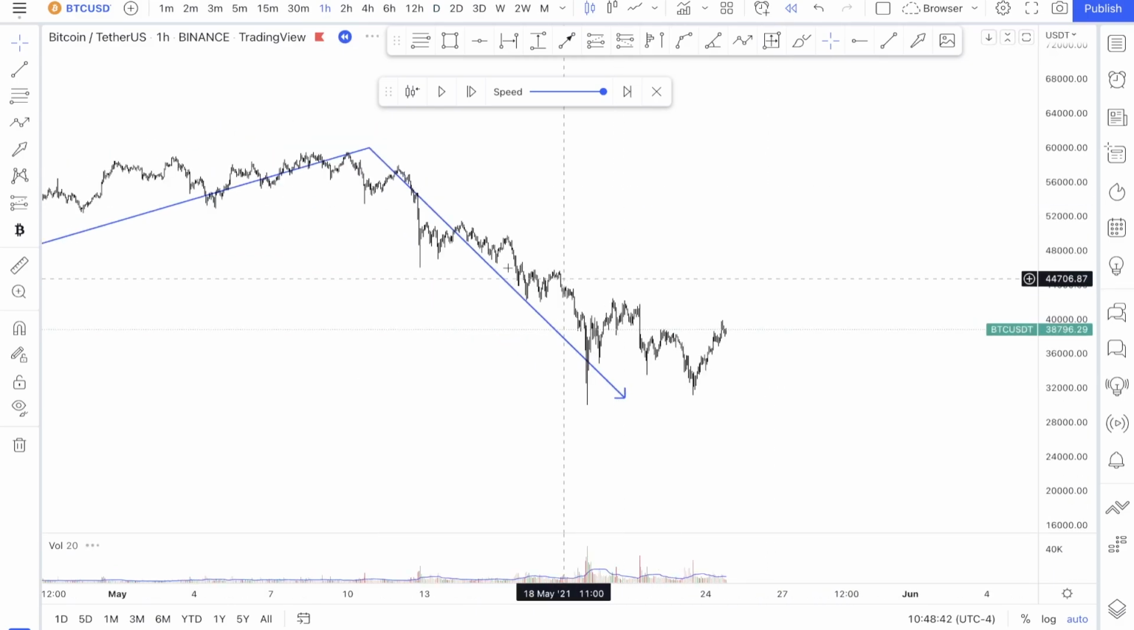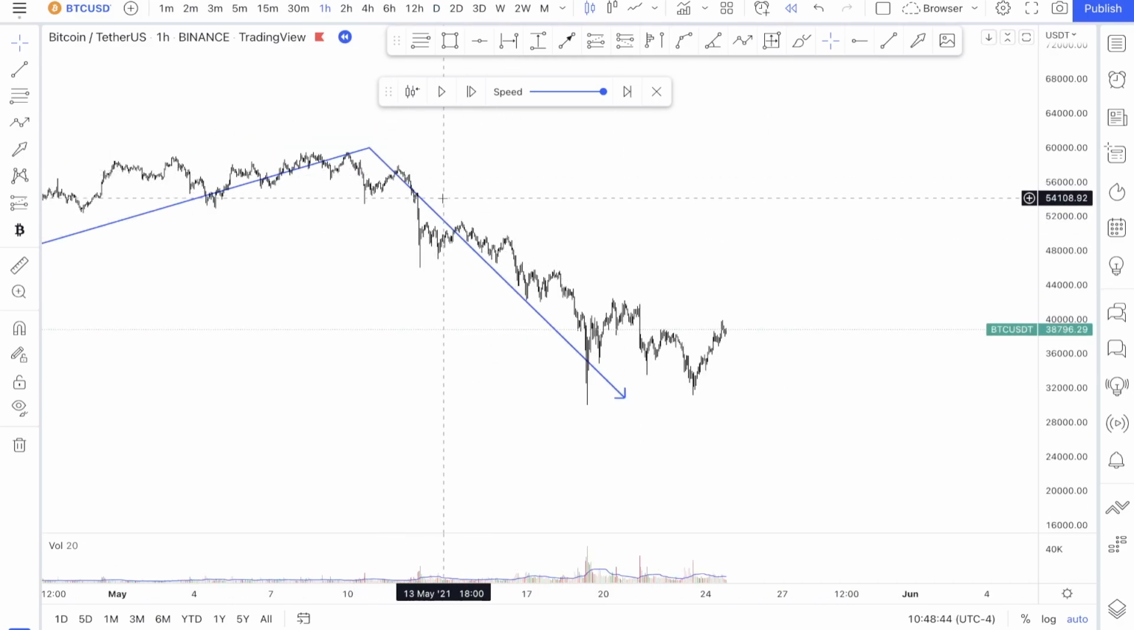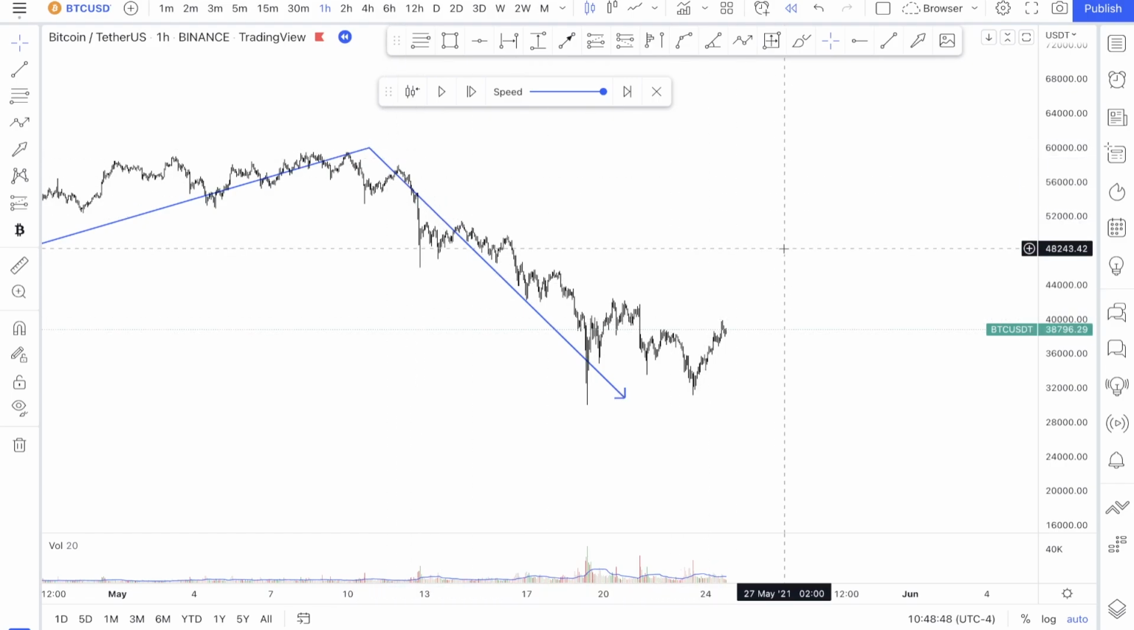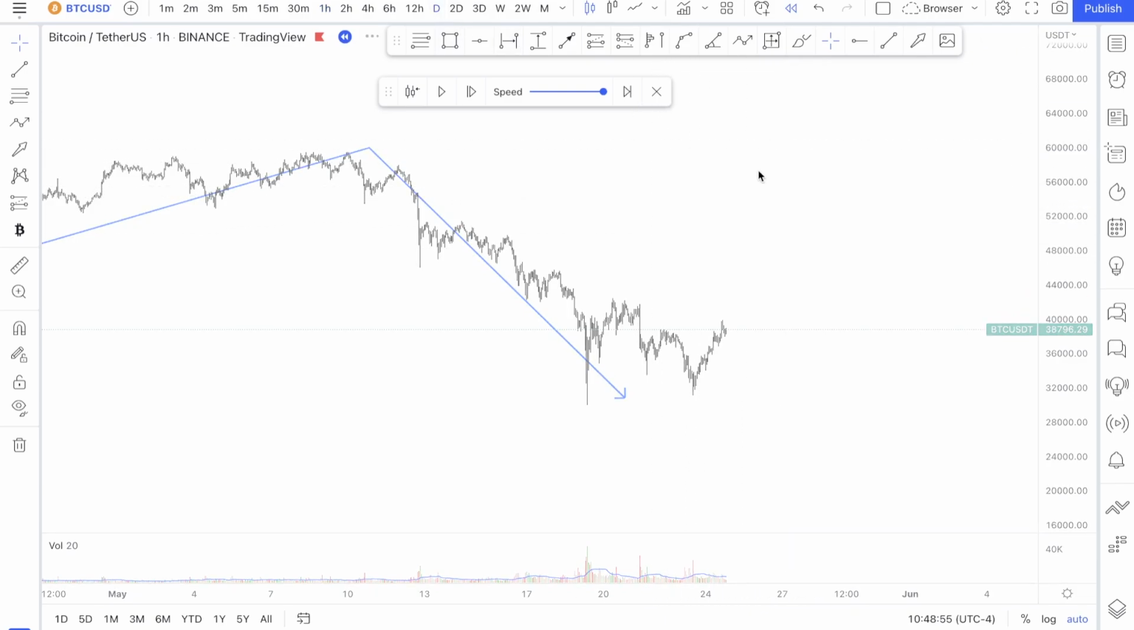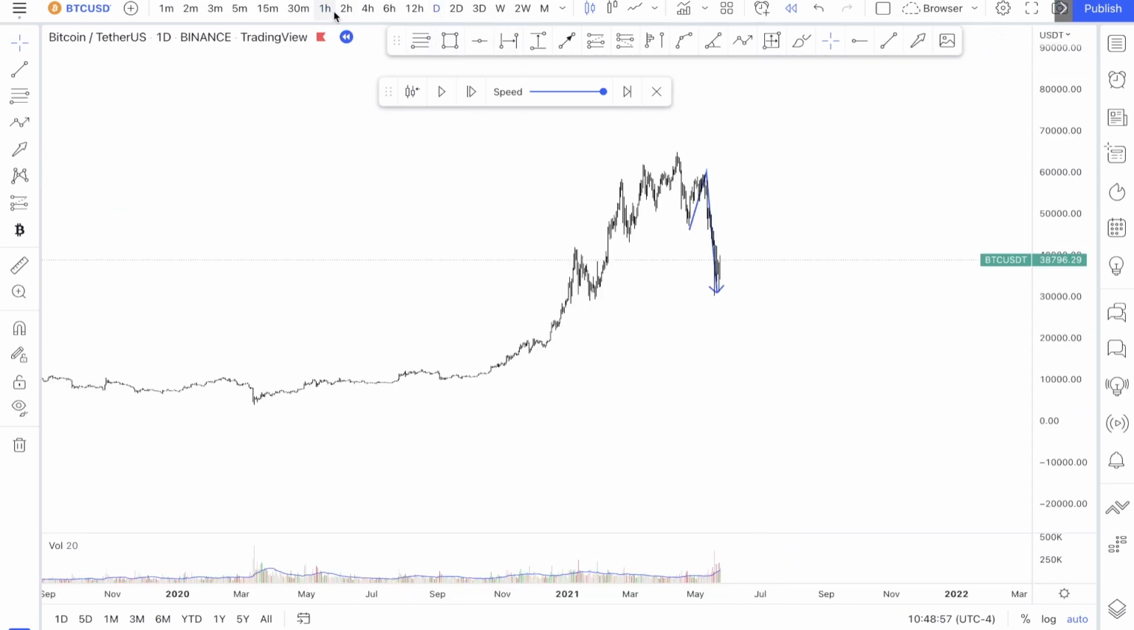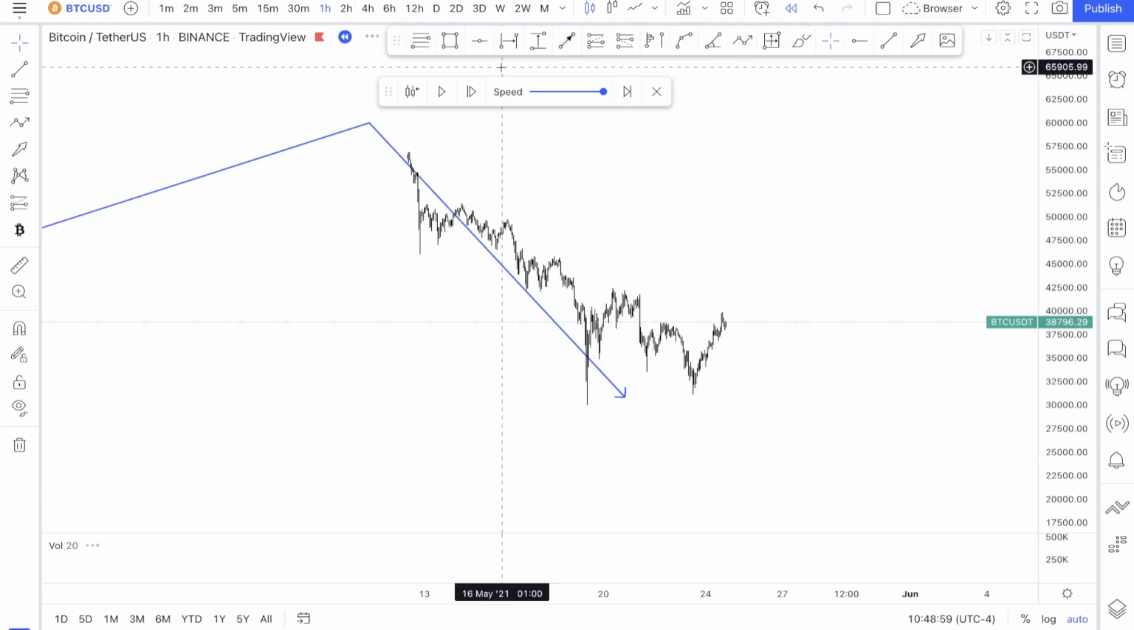And what do we see? We clearly can see a series of lower highs and lower lows. This is a downtrend. Yeah? Please guys, keep that in mind. It's super, super important to switch between time frames. What you can see on a daily chart might look different on a 1-hour chart.